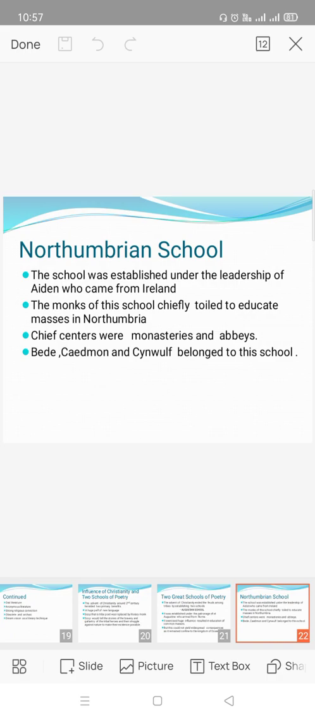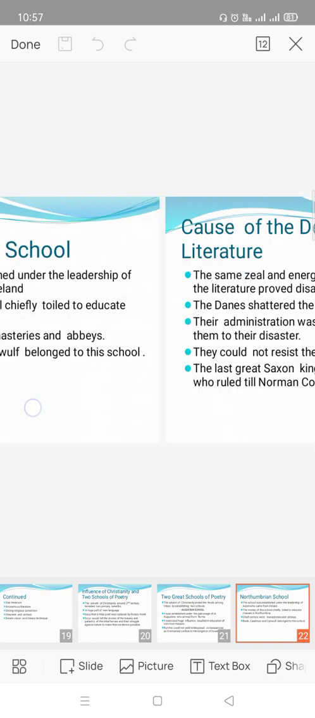And the Northumbrian school was established under the leadership of Aidan. Aidan was a monk who came from Ireland, and he established this school. The monks of this school chiefly tried to educate masses living in Northumbria. The chief centers of teaching, of imparting and inculcating knowledge, were monasteries and abbeys. Bede, Caedmon, and Cynewulf belonged to this school.